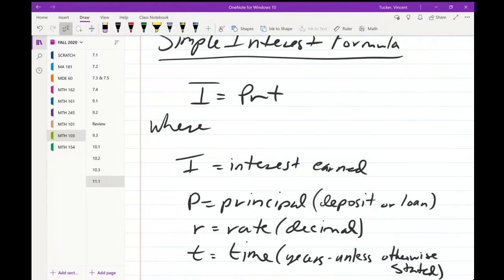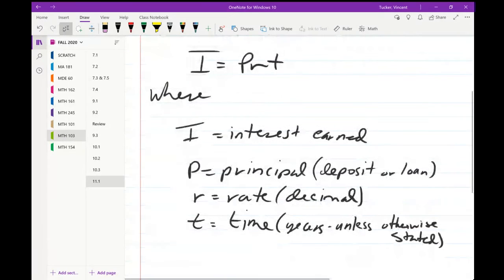Your simple interest formula: I equals PRT, P times R times T, where I is your interest earned, P is your principal, so that would be your deposit or your loan. R is your rate, so don't forget to convert that to a decimal before you do your calculation. And T is your time, and that's in years unless otherwise stated.